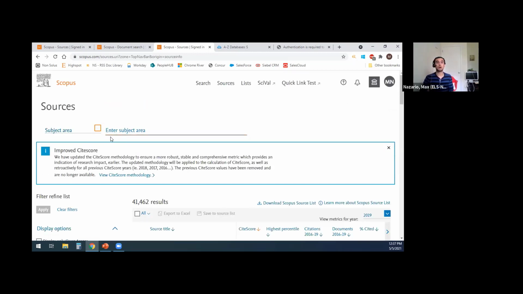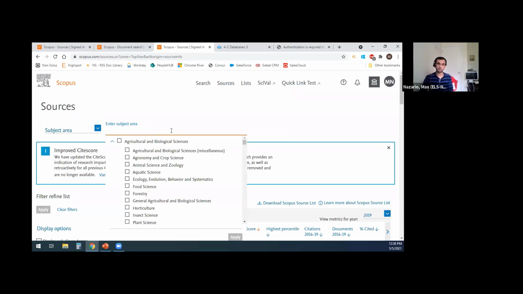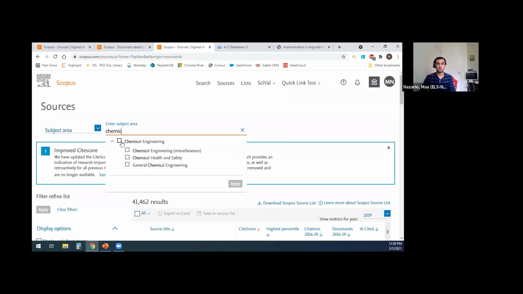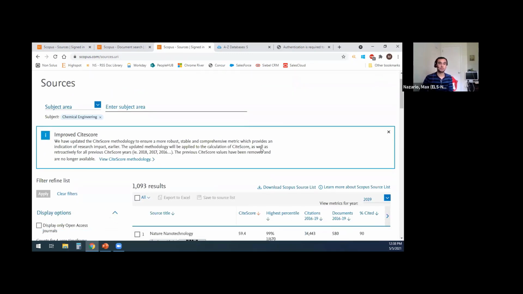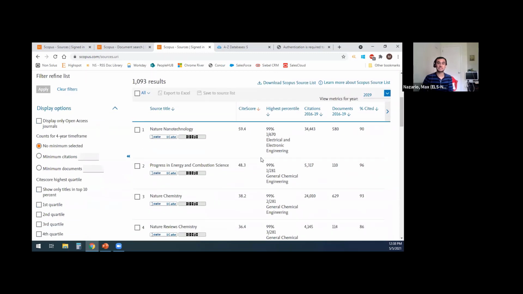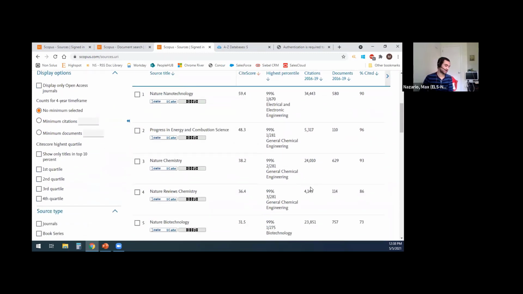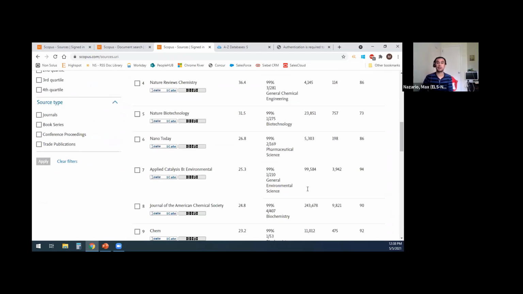You can also search, rather than for a specific title or a specific journal, by subject area. So if you are looking for chemical engineering journals, you can search using that subject area, and then scrolling down, you can see all of the different titles that regularly publish in the chemical engineering space.